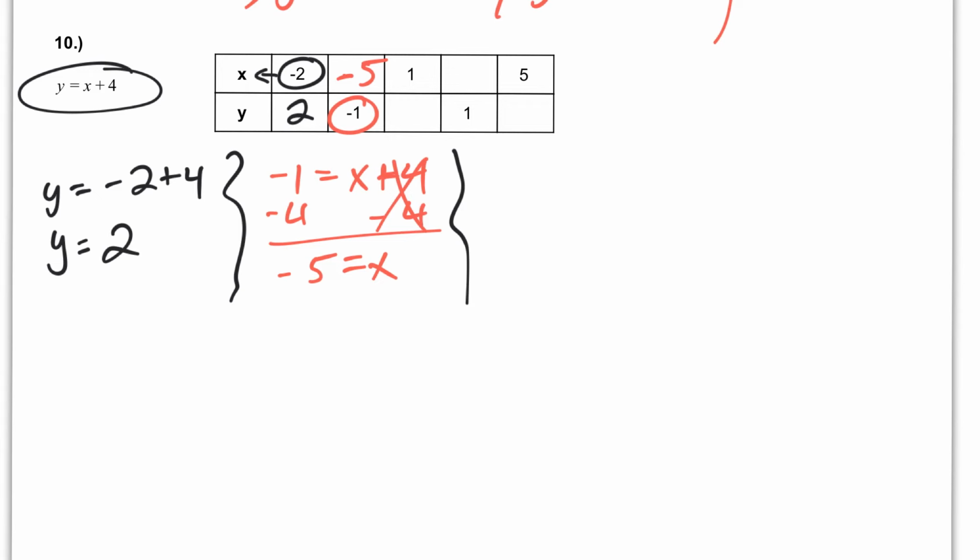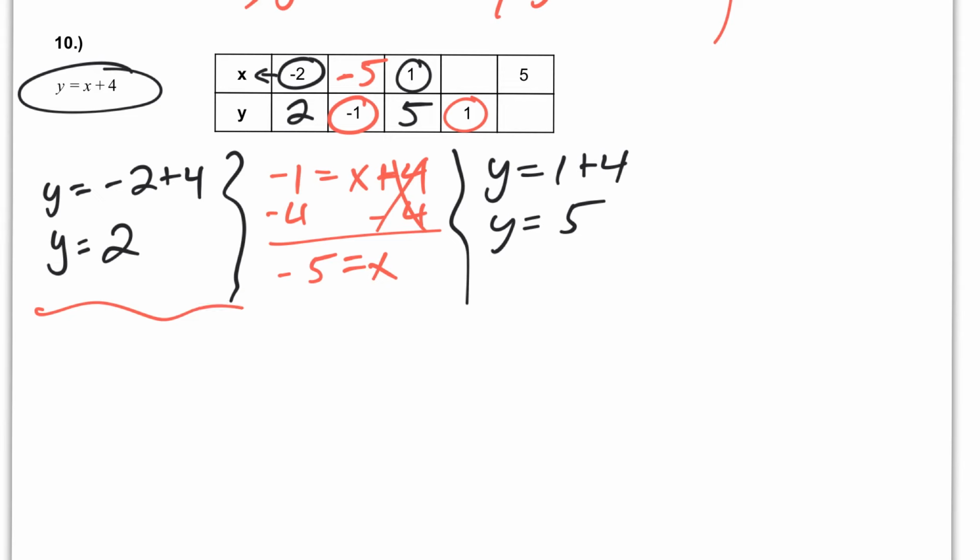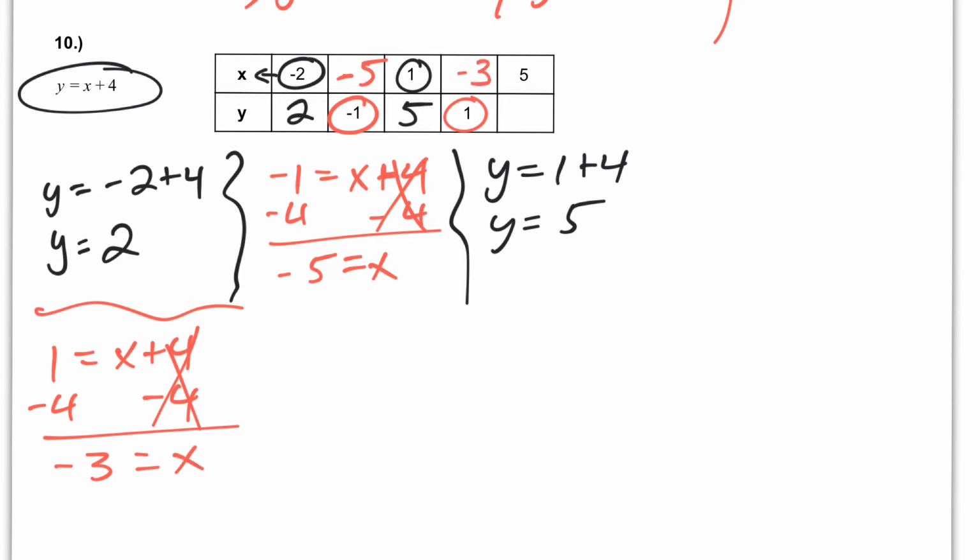Continuing on with number 10, we want to plug in 1 for x. So y is equal to 1 plus 4, and 1 plus 4 is 5. So when x is 1, y is 5. Okay. Next one, we're going to plug in 1 for y this time. 1 is a y value in this case. So if we plug in 1 for y, we get 1 is equal to x plus 4. Subtracting 4 from both sides, we're going to get -3 is equal to x. So when y is 1, x is equal to -3.